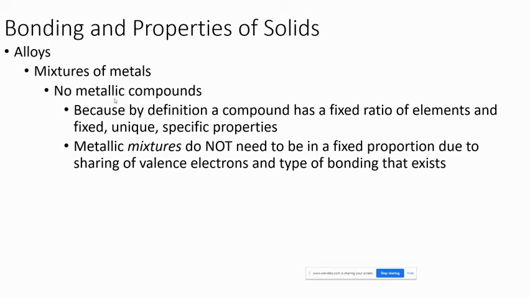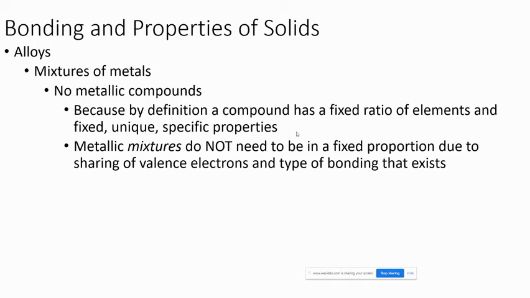I believe we briefly touched on those before too. Mixtures of metals, not metallic compounds, because by definition a compound has a fixed ratio of elements, that's why they don't consider it a metallic compound. It's just a metal. And an alloy is a mixture of a metal. So because of that, it's not a compound, because you could have different mixtures of these.